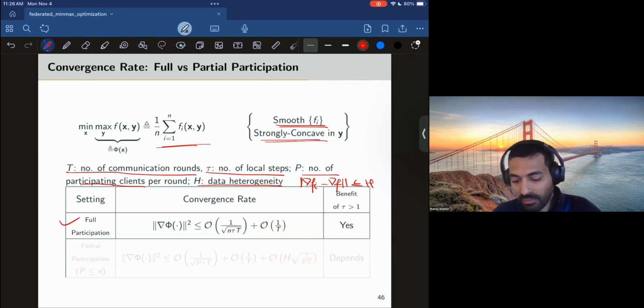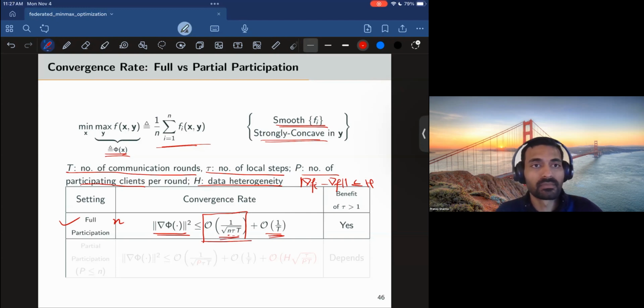So under full participation, meaning all n clients are participating, if we look at the expression for this gradient norm square, where phi is this function, it looks something like this. In the first term, we have n, tau, and T in the denominator with a square root. And in the second term, we have a T in the denominator. If we run a large enough number of rounds, if T is large, the first term is going to be dominant, because here we have 1 over square root T, while here we have 1 over T.